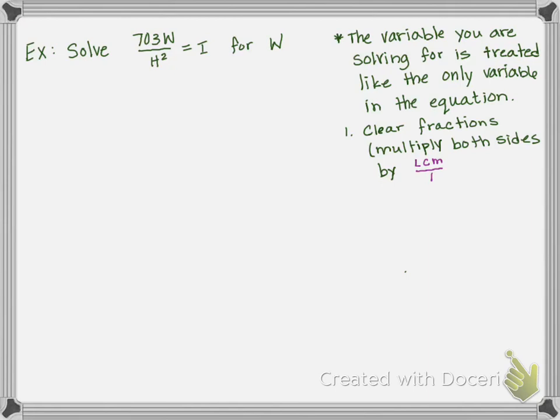So we will multiply both sides by h squared. So we have h squared over 1 times 703w over h squared equals h squared times I. Be careful with i's. They look a lot like 1s.